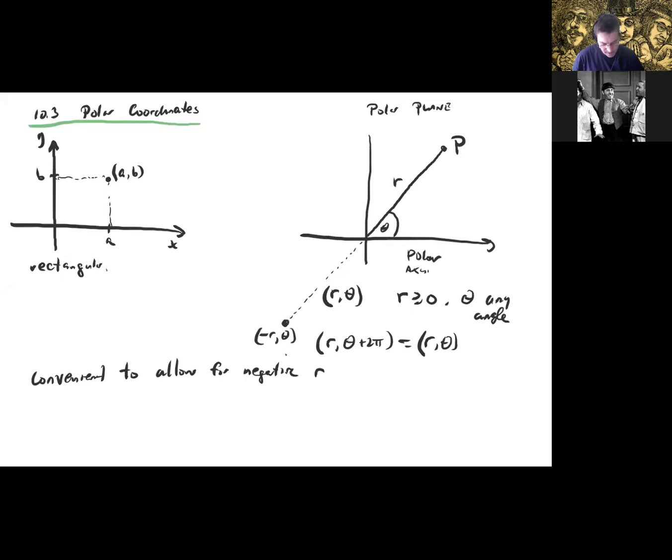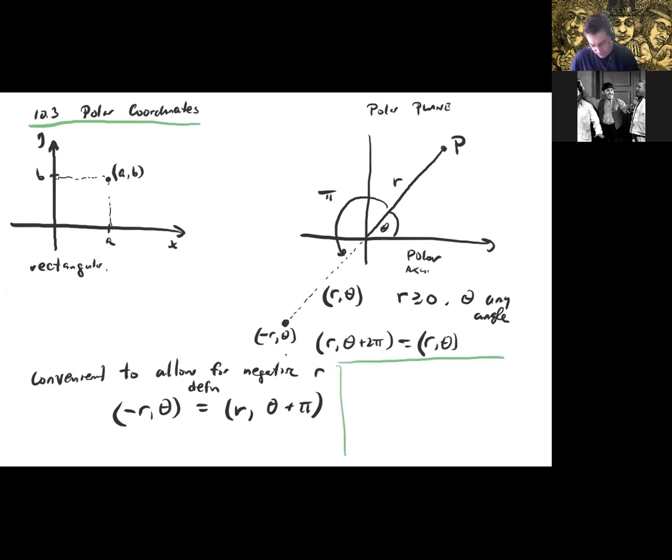So it is fairly clear from this description that minus r comma theta is the same thing as taking r comma theta and adding 180 degrees to theta, which is an angle of pi. So minus r, theta is the same as r, theta plus pi. This is a definition, and it allows you to define polar coordinates with negative values of r.